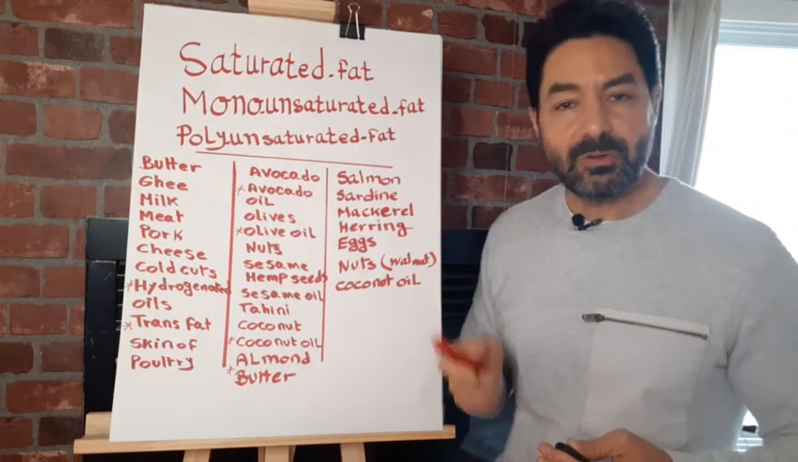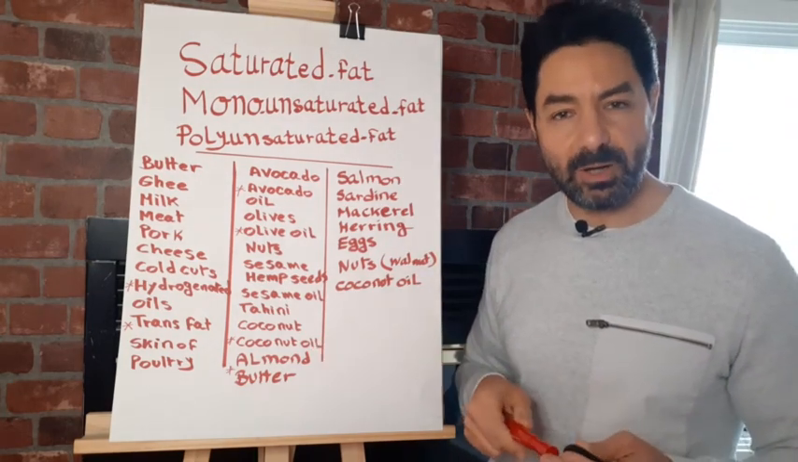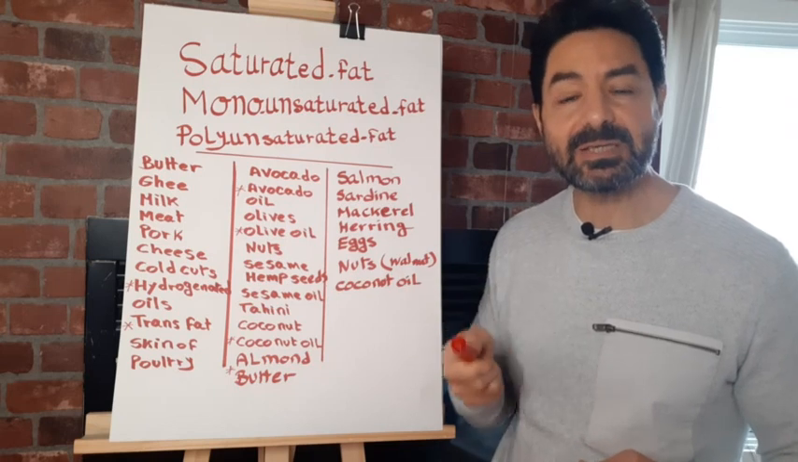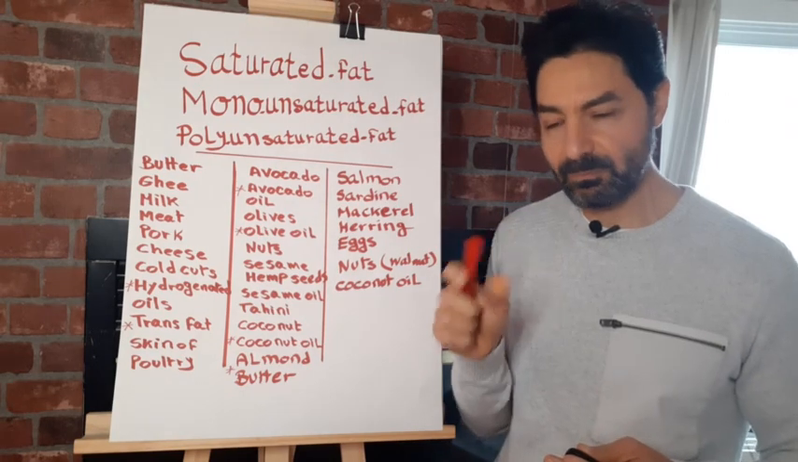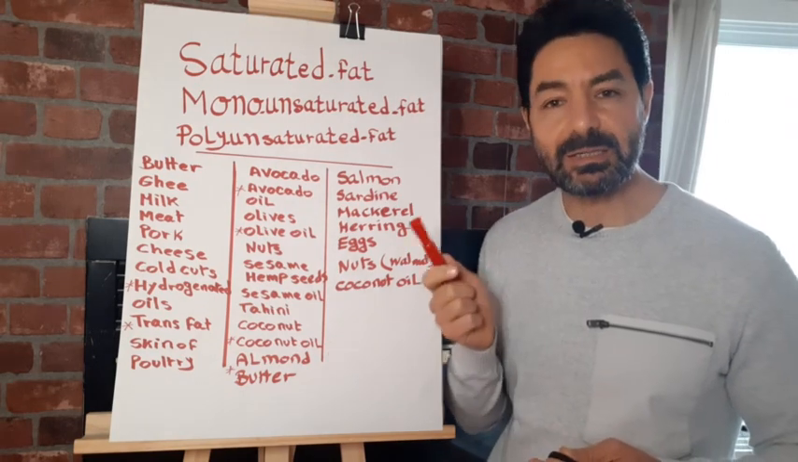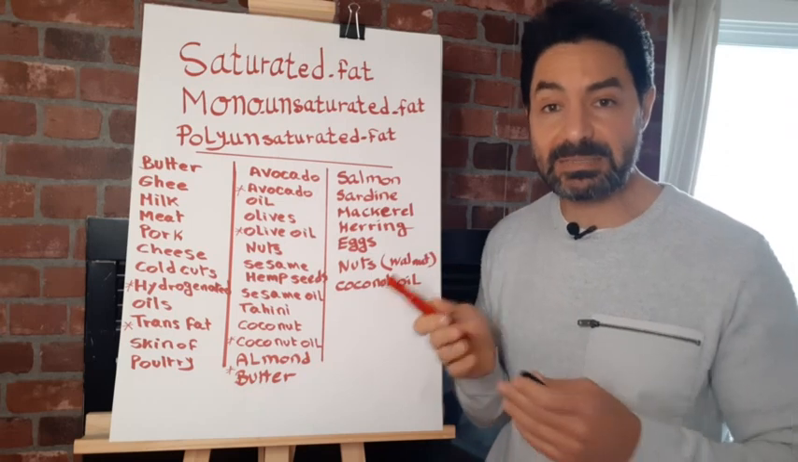Coconut oil, on the other hand, we can use to cook with. Why? Because it's designed to resist heat up to 500 degrees. You know, the boiling point of water is 100. Coconut oil can resist up to 500 degrees, so you can cook with it safely.